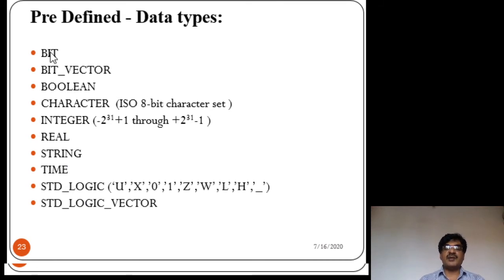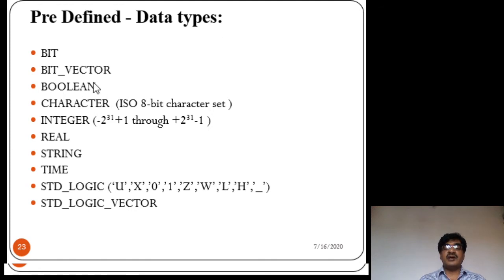Coming to bit, the bit consists of two values, only 0 and 1. So the object which is declared under data type bit can accept either the value 0 or 1, but only one bit at a time. Instead of bit, if you assign bit vector, automatically that object is created as an array, and it accepts more than one bit value, more than one bit of data.